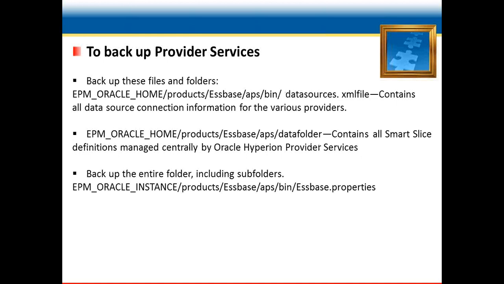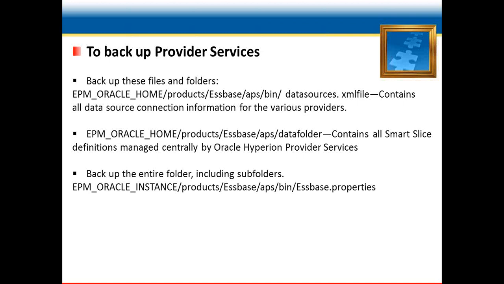And now I'm going to explain backing up the provider services. Which files and folders need to be backed up when we are going to back up the provider services. At that time we need to go to the folder location EPM Oracle Home, products, under the Essbase directory, then APS and bin. There is a file, the datasource.xml file, which contains all data source connection information for the various providers. So it's necessary to make the backup of this file and folder.